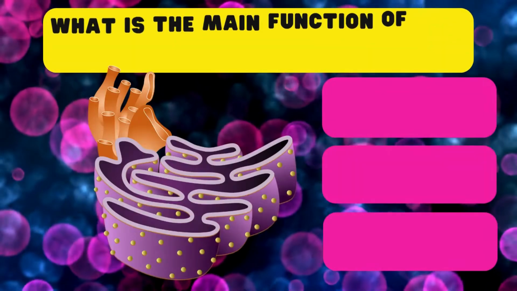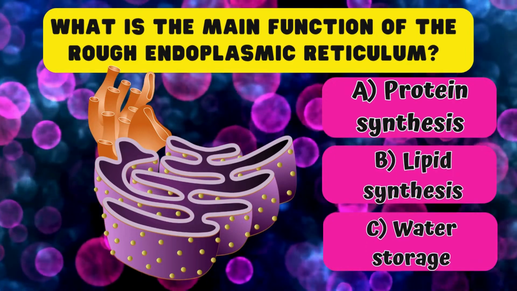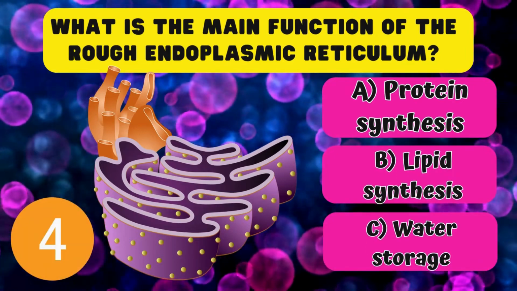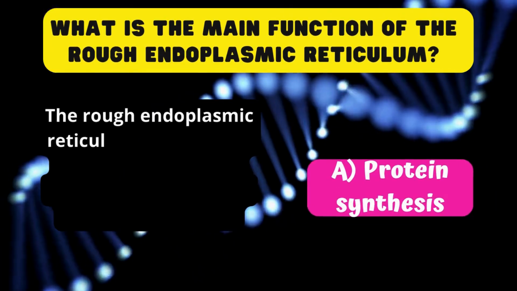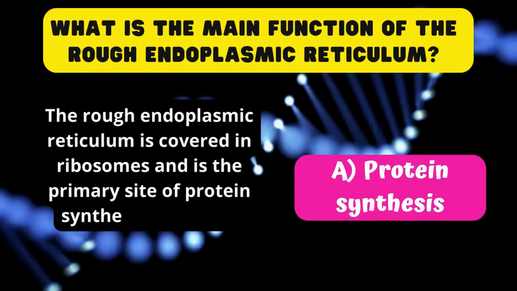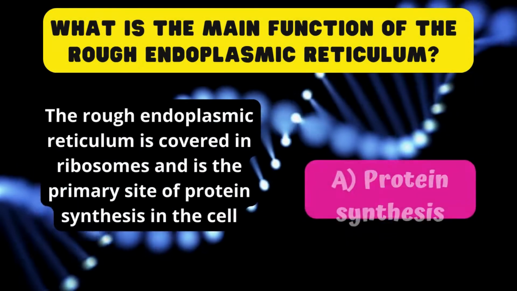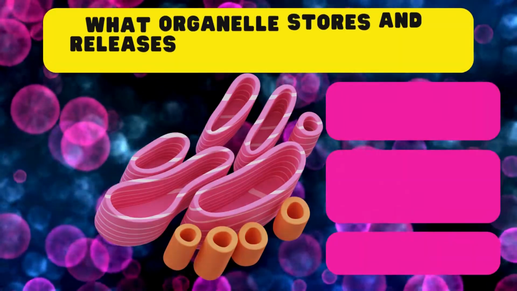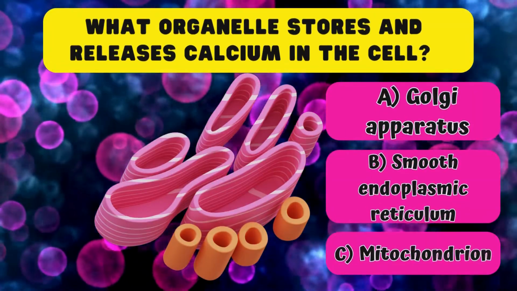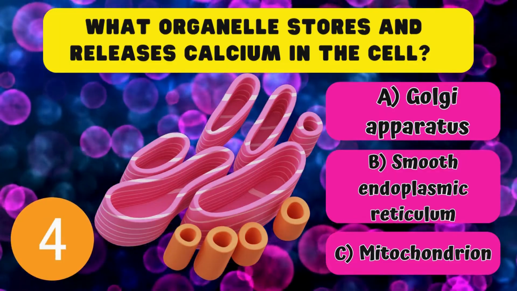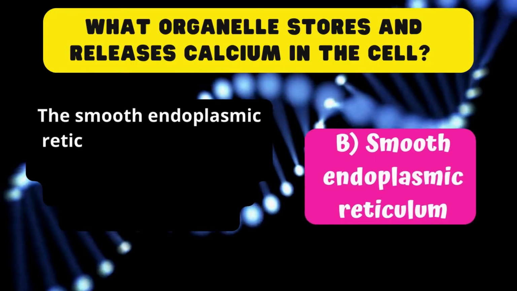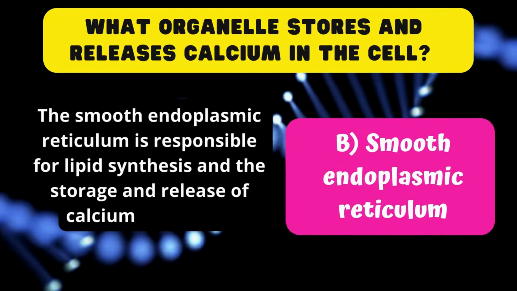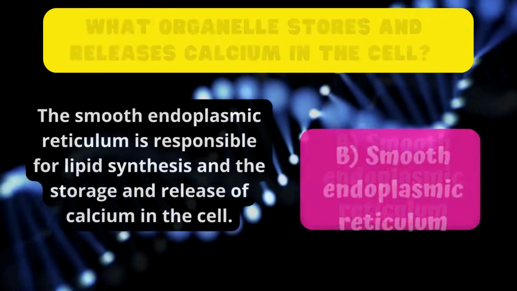What is the main function of the rough endoplasmic reticulum? The rough endoplasmic reticulum is covered in ribosomes and is the primary site of protein synthesis in the cell. What organelle stores and releases calcium in the cell? The smooth endoplasmic reticulum is responsible for lipid synthesis and the storage and release of calcium in the cell.